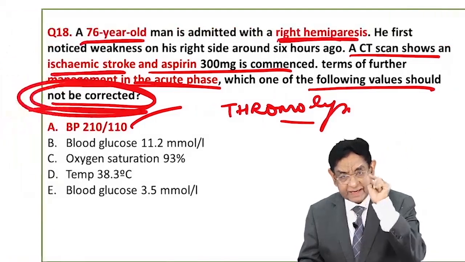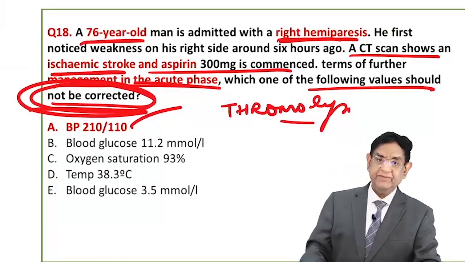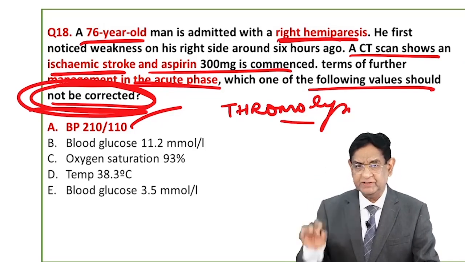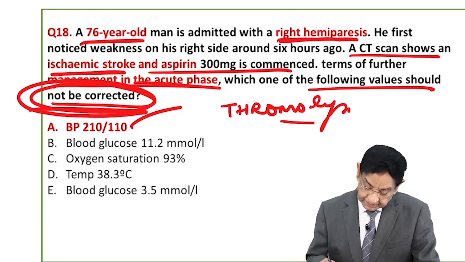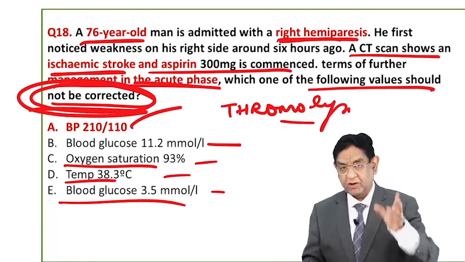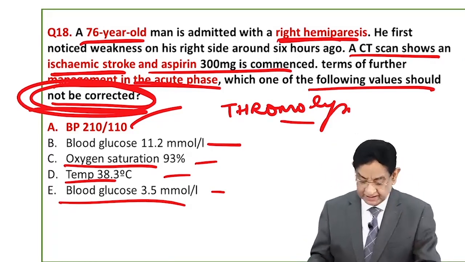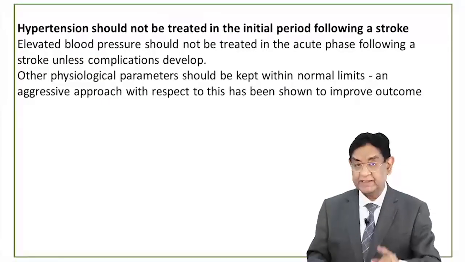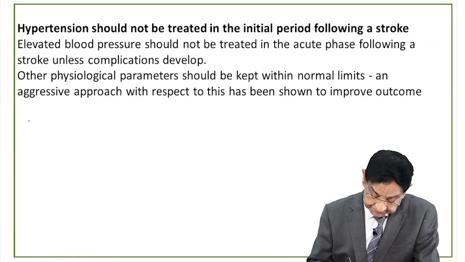Otherwise, for the NICE guidelines, everything I am speaking, as per whatever I have discussed so far, is all based on the NICE guidelines. Glucose is to be maintained in the normal range, temperature, oxygen saturation normal, everything to be in the normal range. That you have to manage. But BP is not to be. So let us see what the NICE guidelines say.